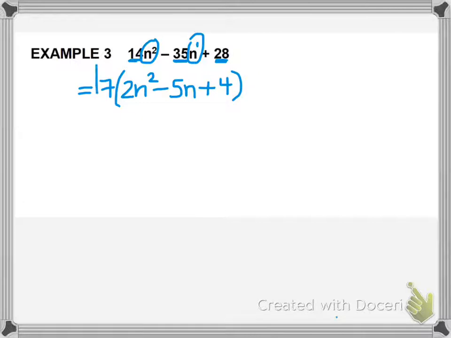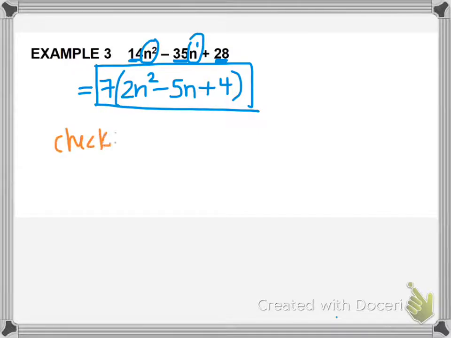All right, so this is what I think my factored answer is. The GCF of this would be this 7. That's actually the GCF. The whole thing that I boxed would be the factored form. So to check it, let's go ahead and simplify our answer. So rewrite it. 7 times parentheses 2n, oops, not x, 2n squared minus 5n plus 4.